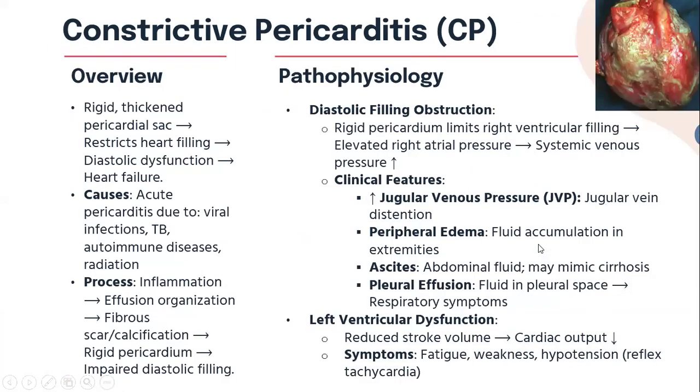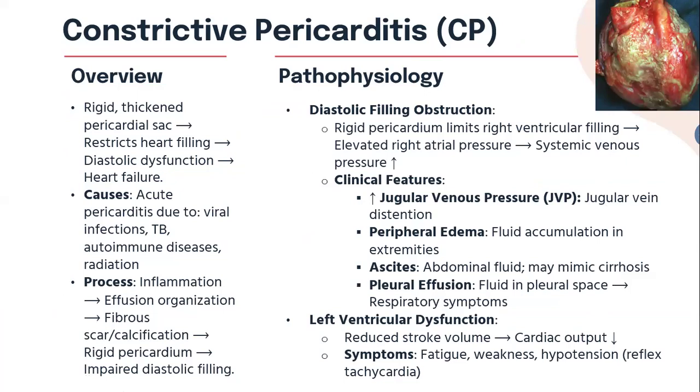Okay, so basically, constrictive pericarditis is a condition characterized by a rigid and thickened pericardial sac that restricts the normal filling of the heart, which leads to significant diastolic dysfunction and eventually heart failure.